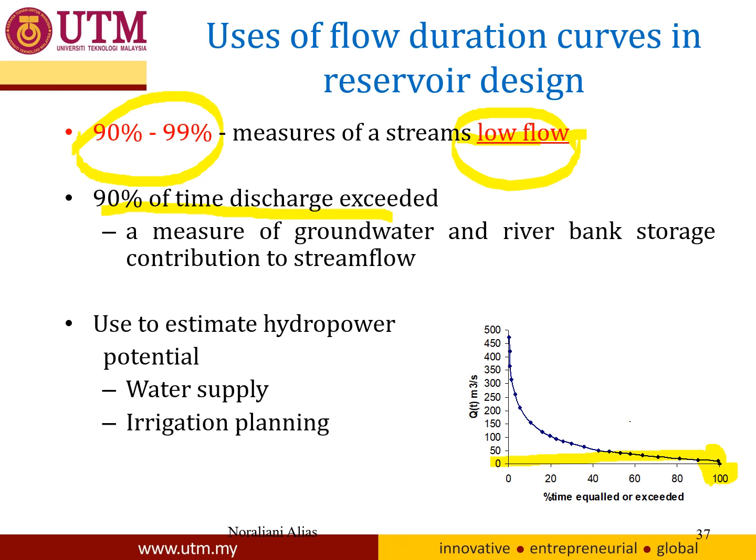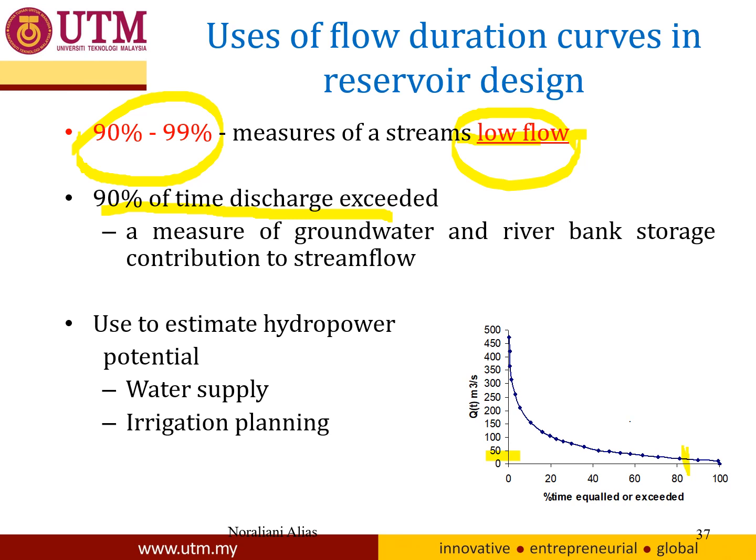So 90%, and more than this, let's say more than 50, is a measure of groundwater and riverbank storage contribution to stream flow. What else? It is used to estimate hydropower potential for water supply and irrigation planning.